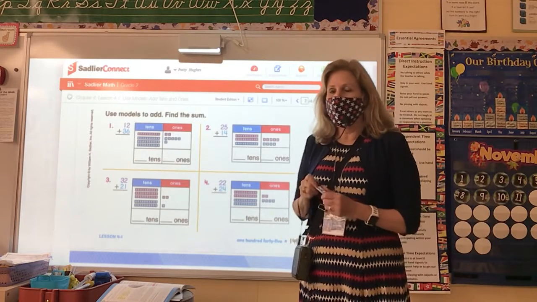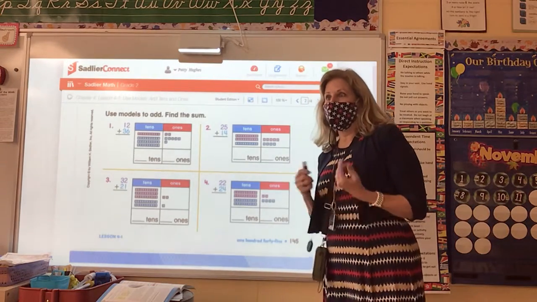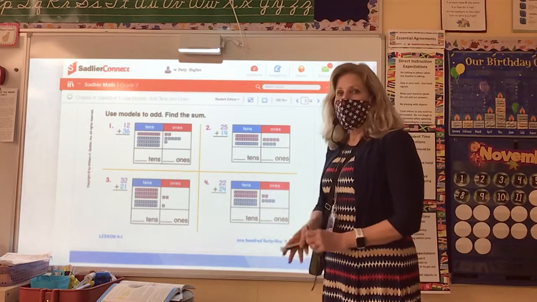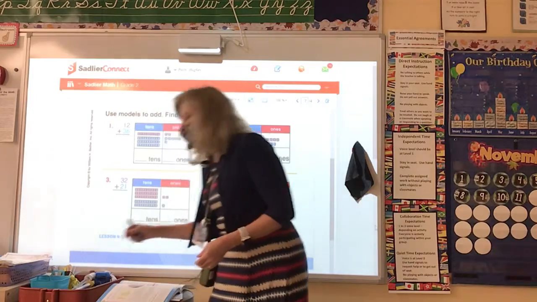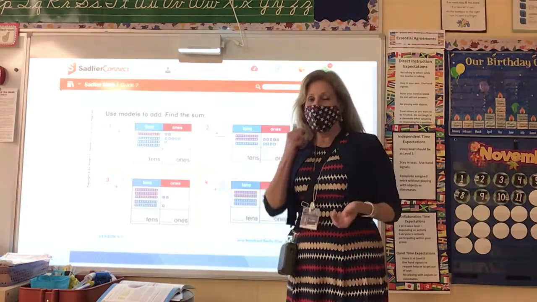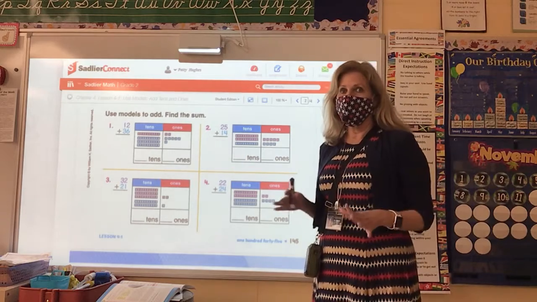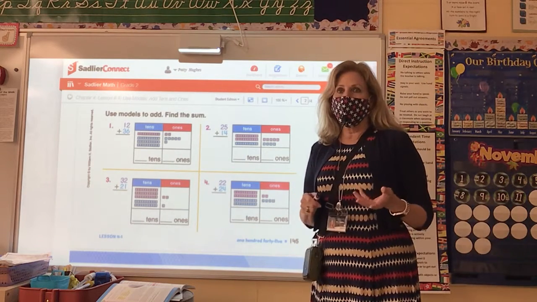Welcome to Math Today. We're starting on chapter 4, which is our two-digit addition. Yay for two digits. Okay, so today we're adding our tens and our ones. No regrouping, just simple adding. So when we add two digits, where do we start first?